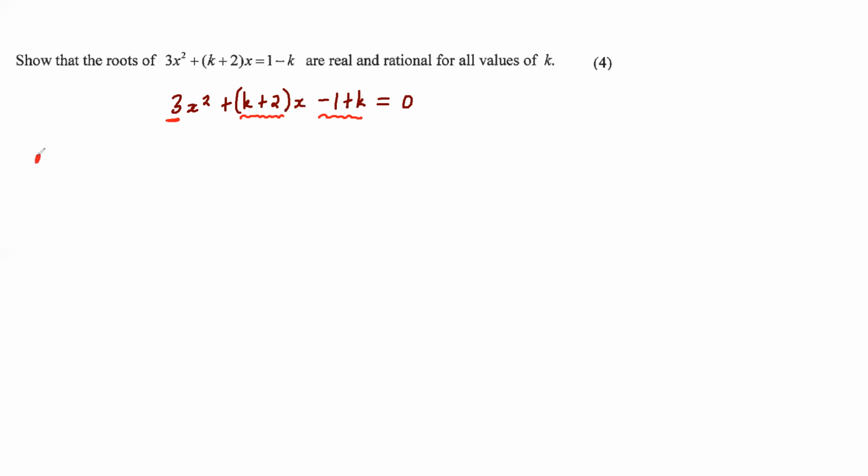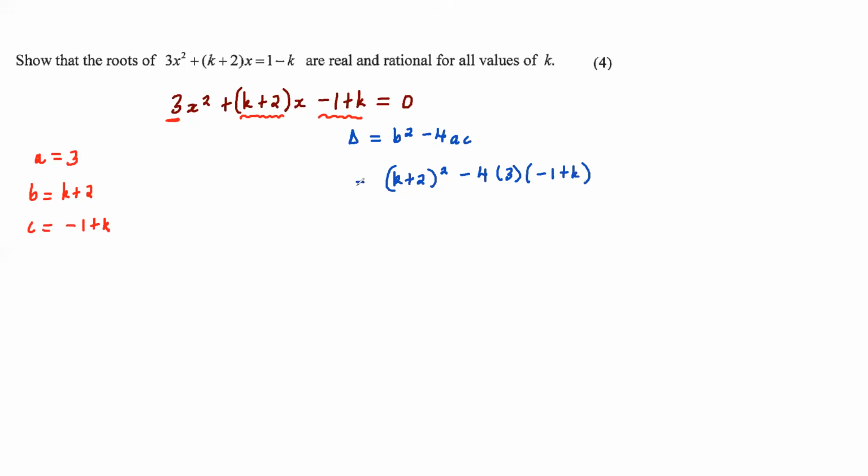So let me list down what I see. a, what are you? I am 3. b, in this case, is k plus 2. And finally, c is equal to -1 plus k. So to be able to find the nature of the roots, I need to find the discriminant. I need to find b squared minus 4ac. Let's do some math. b squared, in this case, is k plus 2 squared, minus 4a, which is 3, multiplied by negative 1 plus k.